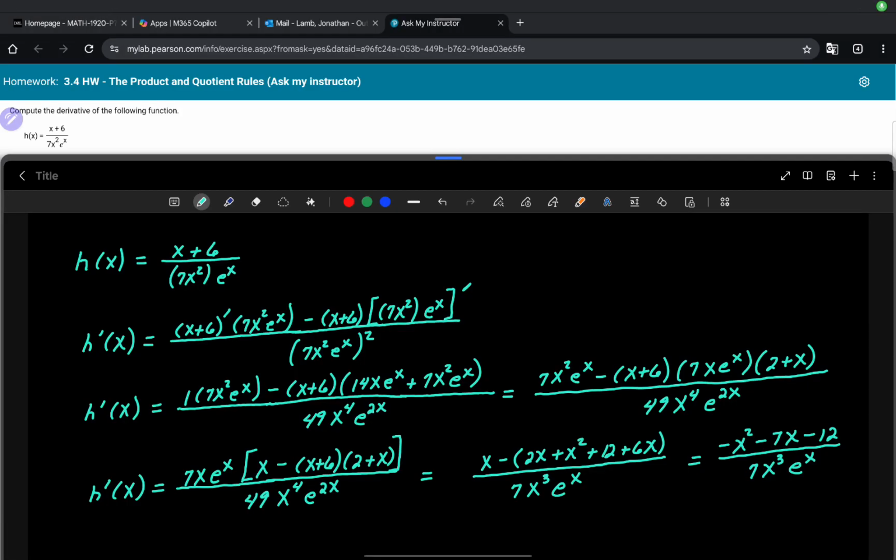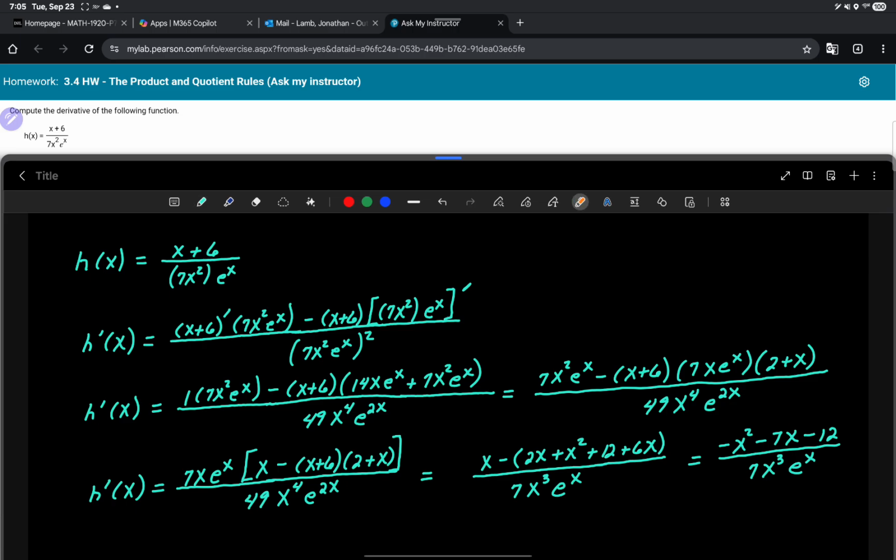Take a look at this excellent problem out of the 3.4 homework. It's a problem where we have a product rule within a quotient rule problem. And then after you take the derivative, there's some fairly difficult algebra to simplify it down. Now, for testing purposes, I would be fine with just the derivative part, but we'll go ahead and work it like MyLab wants us to do here.